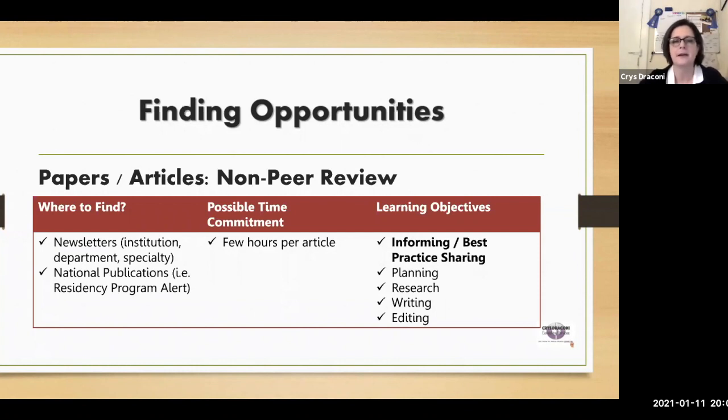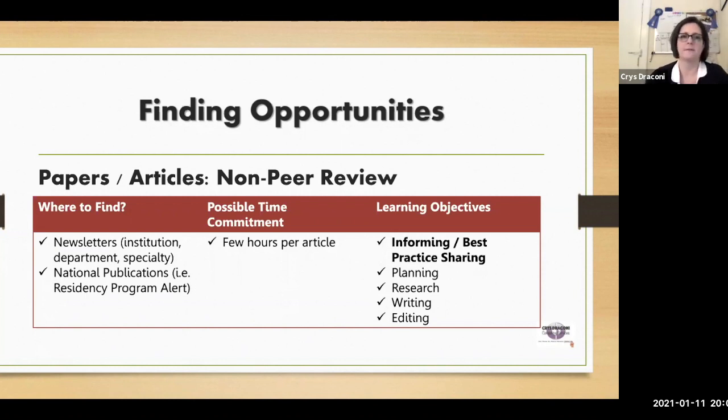Possible time commitment, it's usually a few hours per article. If you're able to jam out that article quickly and send it off, say it took you only a half hour to write the article, and then there may be some edits, so that may be up to an hour or a few hours. Learning objectives, this is obviously informing, teaching, that sort of thing, and just sharing your best practices, what you've been through. Planning again, research again, and then of course writing, and then you learn about editing, which is a skill within and of itself.